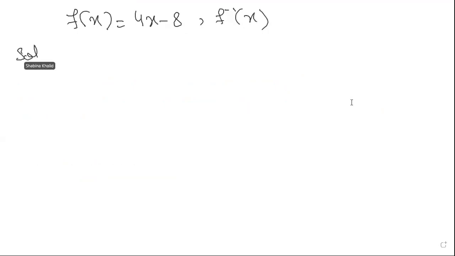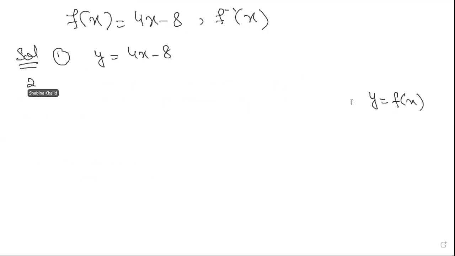You have to keep some points in your mind. Point number one: instead of f(x), you can simply write y, because we already know that y is equal to f(x). So we can replace it.